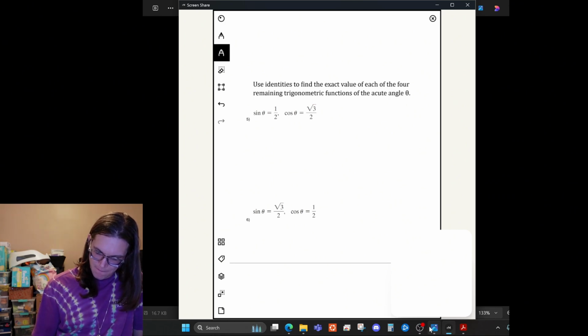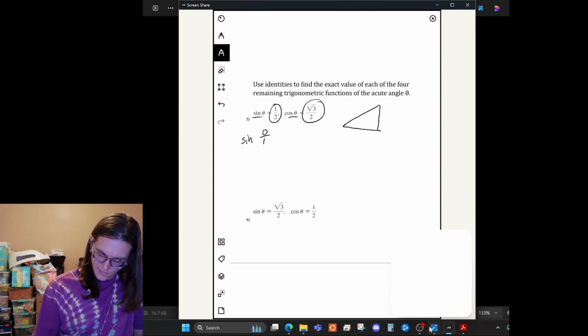functions. Okay, so they gave us sine and cosine and told us sine is equal to 1/2 and cosine is equal to root 3 over 2. Well, you can deduce then from that, since sine is opposite over hypotenuse, then the side opposite the angle is 1. And the hypotenuse is 2.